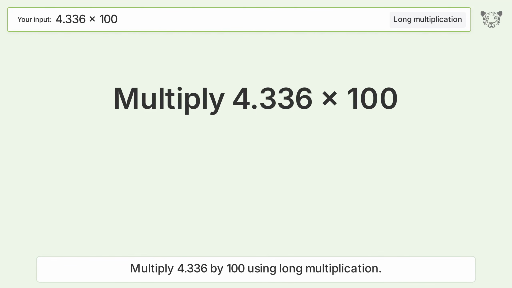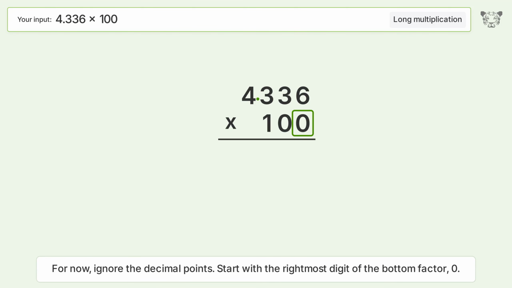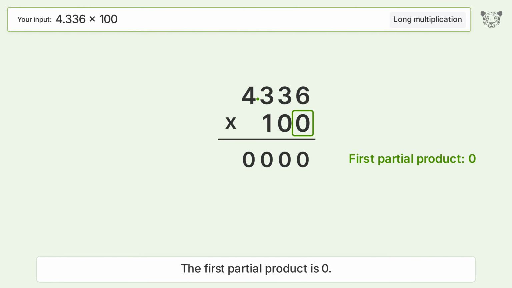Multiply 4.336 by 100 using long multiplication. For now, ignore the decimal points. Start with the rightmost digit of the bottom factor, 0. Multiplying by 0 makes this whole row 0. The first partial product is 0.